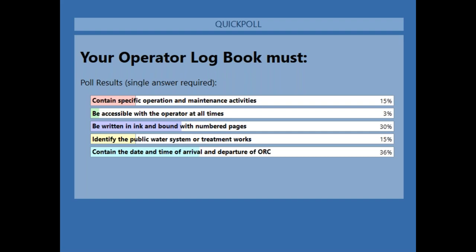Okay. So it looks like for our poll results the wrong answer was be accessible with the operator at all times, because it's supposed to be on site at all times. And that is sometimes a problem when you're a contract operator that runs several plants and you keep the books in your truck. They really should be on site, not with the operator. But all the other four answers are supposed to be in the logbook.